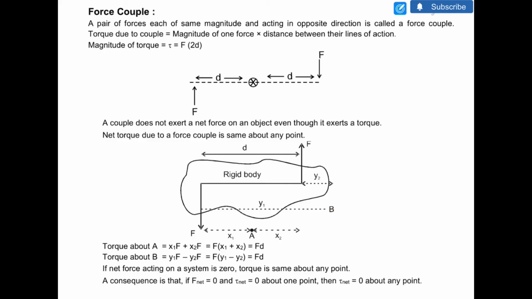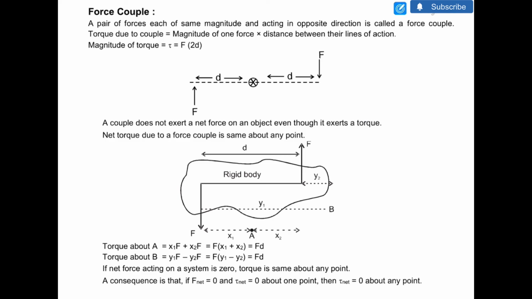But the torque about B would be F into y1 in anticlockwise sense and F into y2 in clockwise sense. So the torque about B would be calculated by subtracting both torques. The net torque about B would be F y1 minus F y2. Now we can see that y1 minus y2 is also equal to d. Therefore, the torques about points A and B are equal, and the net force acting on the system is zero, and obviously the torque about any point in the system is the same.